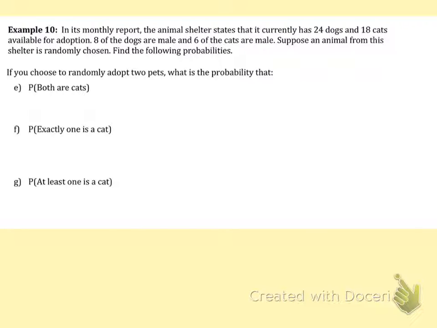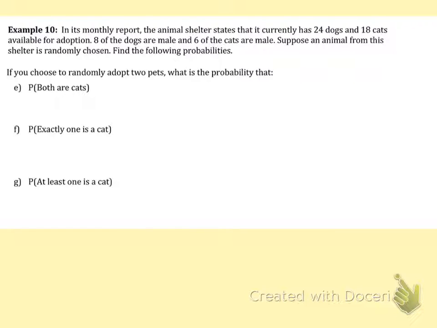Hi everyone. This is the second part of example 10 from chapter 12 in the student packet. So we have the same scenario here. We have a shelter that has 24 dogs, 18 cats. 8 of the dogs are male and 6 of the cats are male. It says, suppose an animal from this shelter is chosen at random, and if you choose to randomly adopt 2 pets, what is the probability that both are cats?